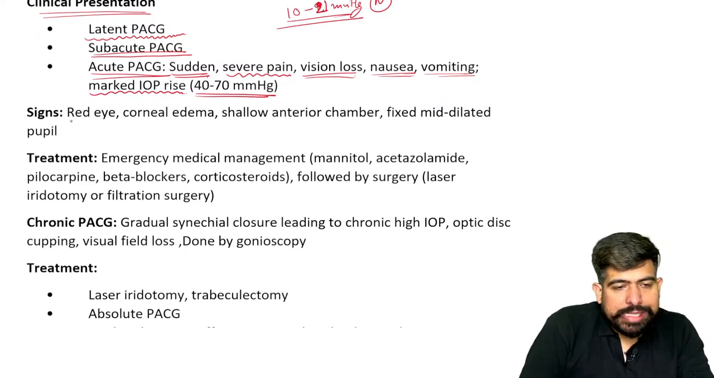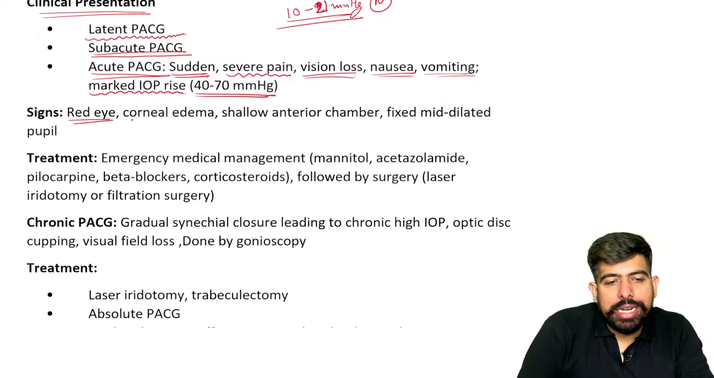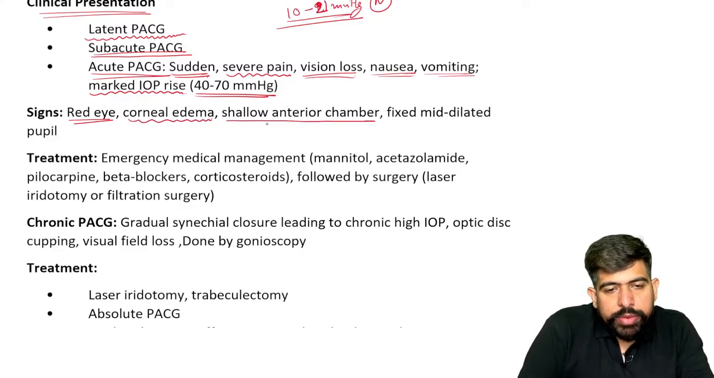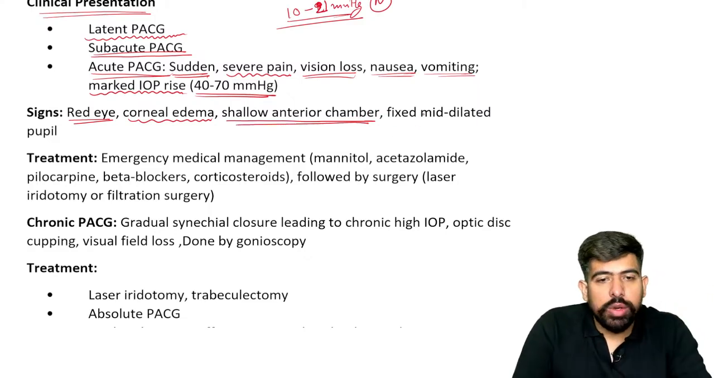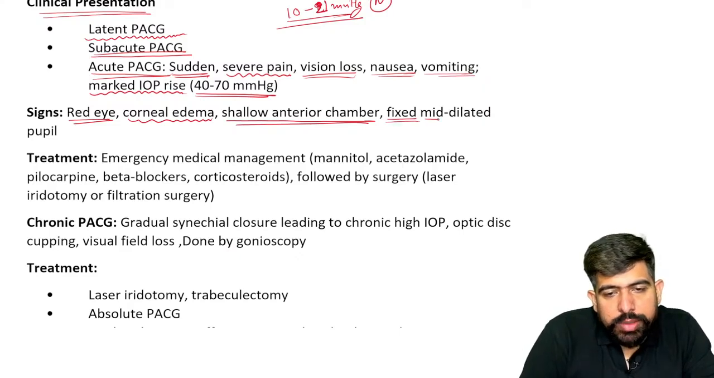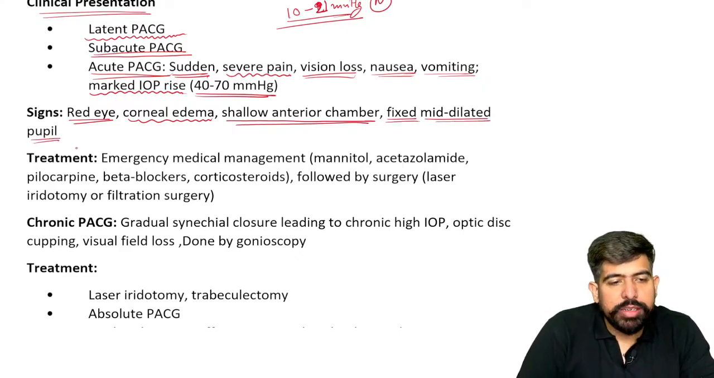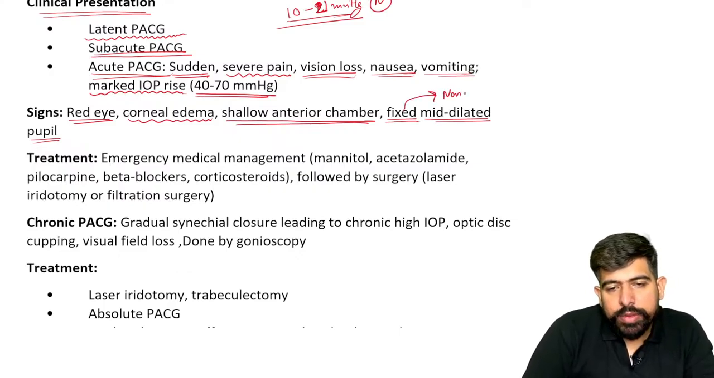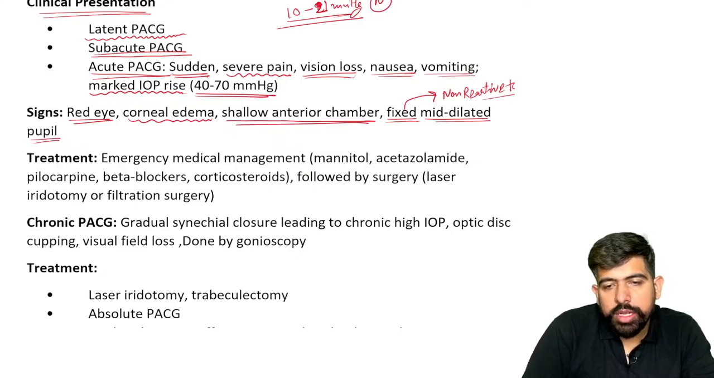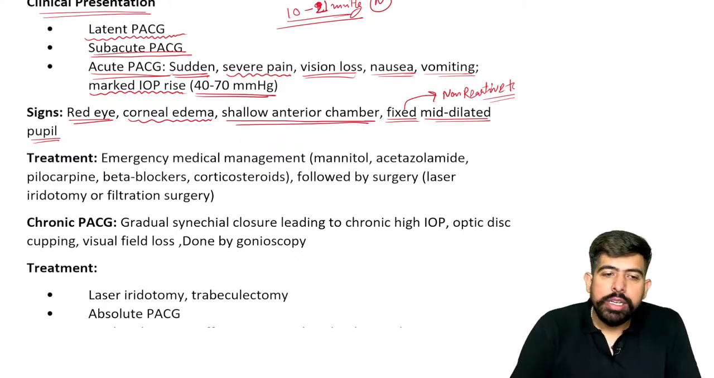Please remember, in the signs there is a red eye, and corneal edema will be seen. The anterior chamber will become shallow. Please remember, in open angle it was deep. Here it will be shallow. And please remember, there is a fixed mid-dilated pupil. Okay, so there is a fixed pupil. It means it is non-reactive to light. It is not going to react to light.